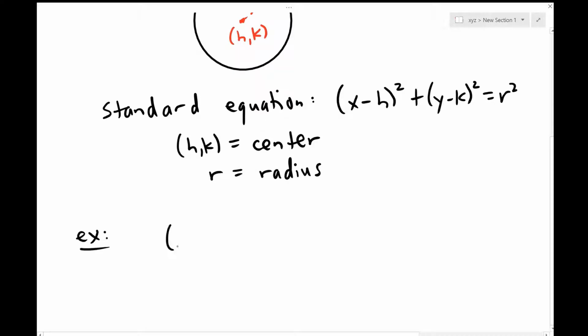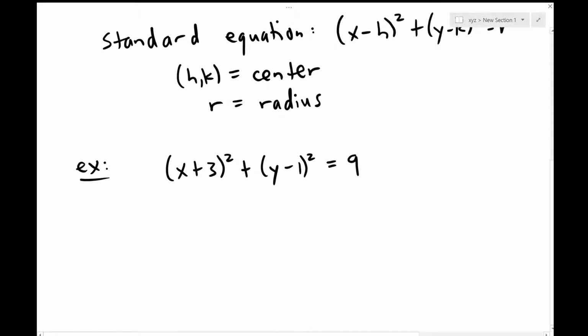So as an example here, suppose we had, let's say, (x plus 3) squared plus (y minus 1) squared is equal to 9. So first we'd want to identify the coordinates of the center, which would be h and k. In this case, the center would be at (-3, 1). And so remember that when we're finding h and k in the standard equation, you have x minus h and y minus k as the quantities being squared. And so that basically means that when we're finding h and k, we want to take the opposite signs of the numbers that we see in the equations.